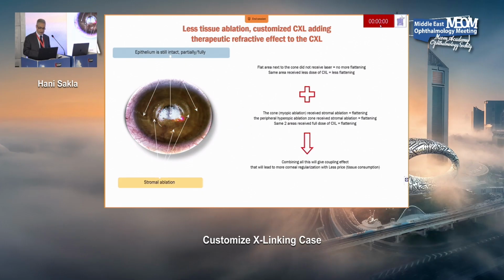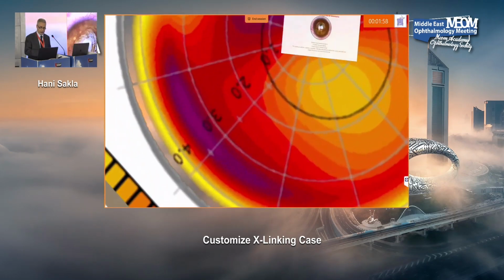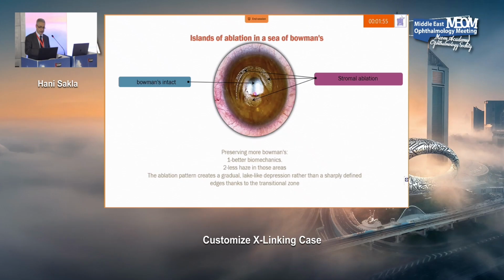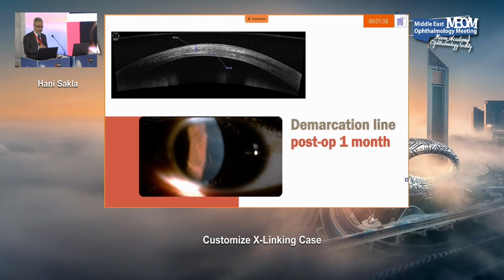Combining all this will give a coupling effect that will lead to more corneal regularization, as we see here. Now we see islands of ablation in a sea of Bowman's membrane. We did not remove all the Bowman's membrane. This gives better biomechanics, less haze in those areas. The ablation pattern creates a gradual lake-like depression rather than sharply defined edges due to the transition zone. We can see here in the OCT two demarcation lines from the cross-linking, because areas had epithelium, areas did not have epithelium.